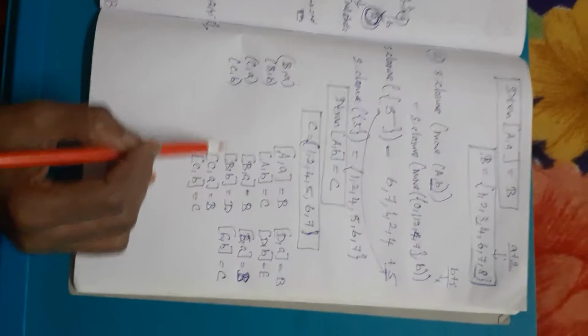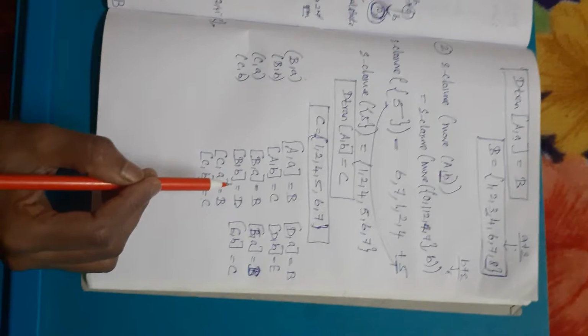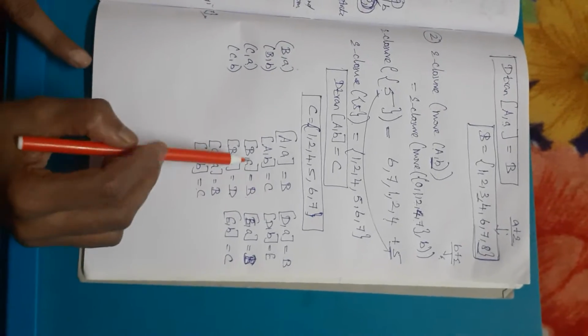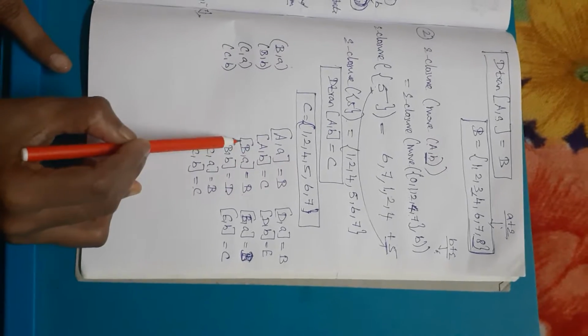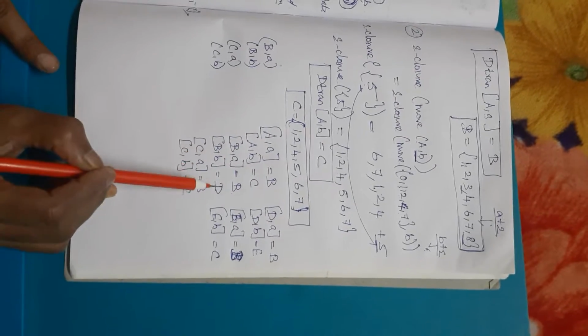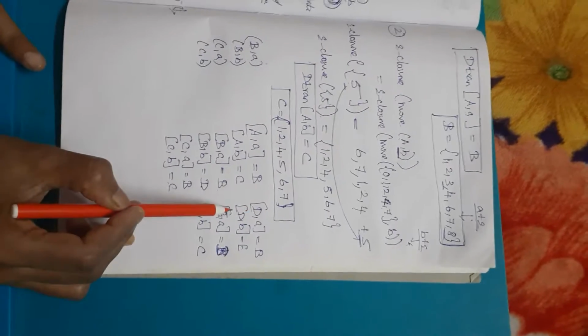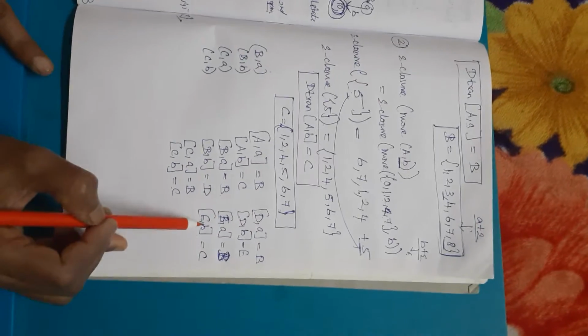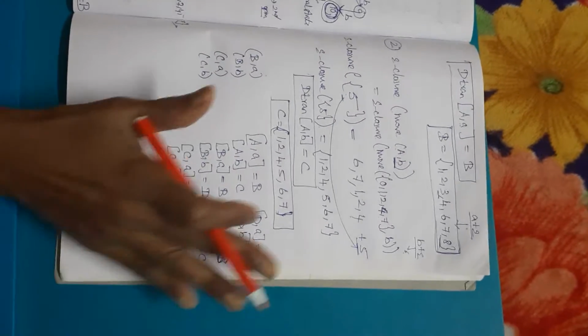So based on solving all the input symbols A and B, you get the output: A comma A equal to B, A comma B is C, B comma A is B, B comma B is D, C comma A is B, C comma B is C. Similarly D comma A is B, E comma A is B. This is how you solve the problems.